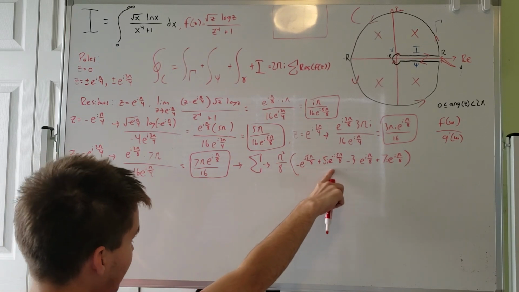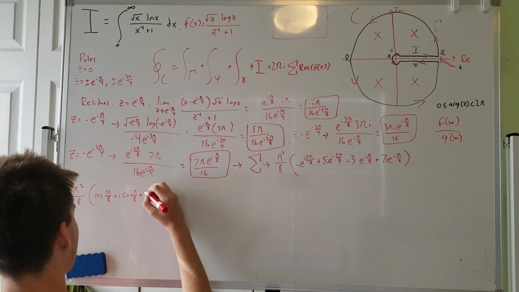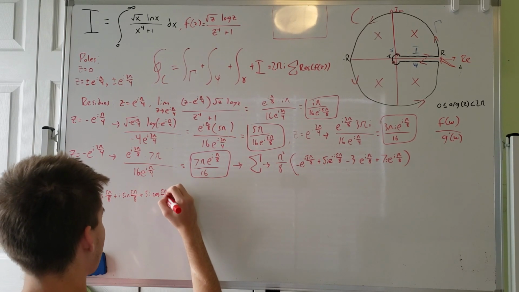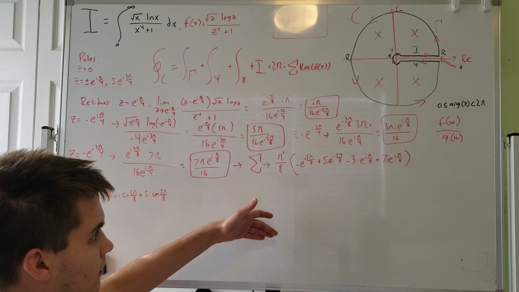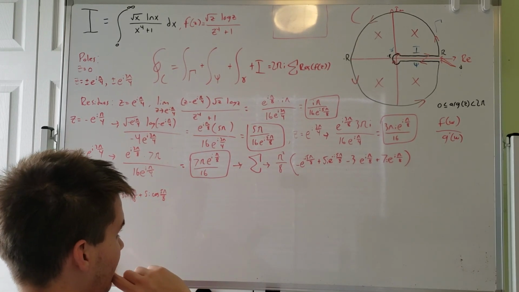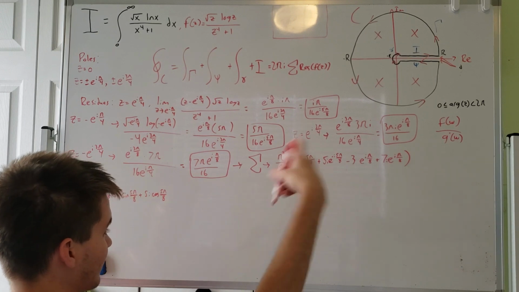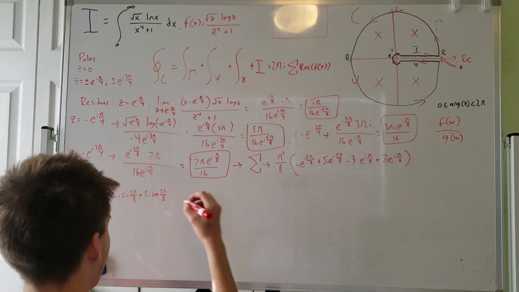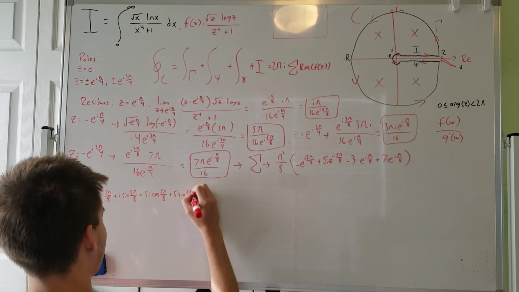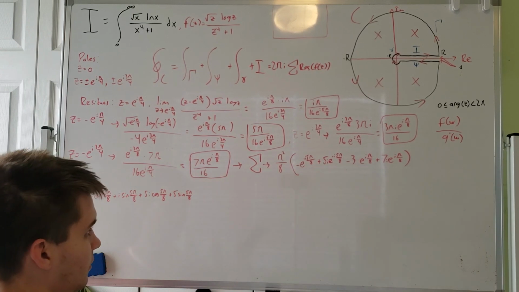And this one will give us 5i cosine 5 pi over 8. Because again, cosine's even, and then we just multiply it by 5i. And then sine's odd, so we're going to get minus i sine 5 pi over 8, but the 5i will fix that to a 5 sine 5 pi over 8. Right?